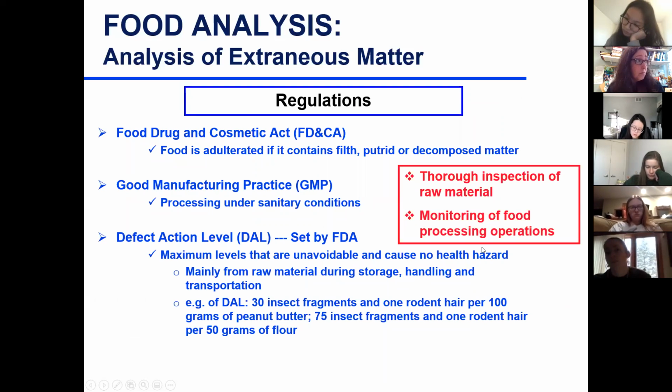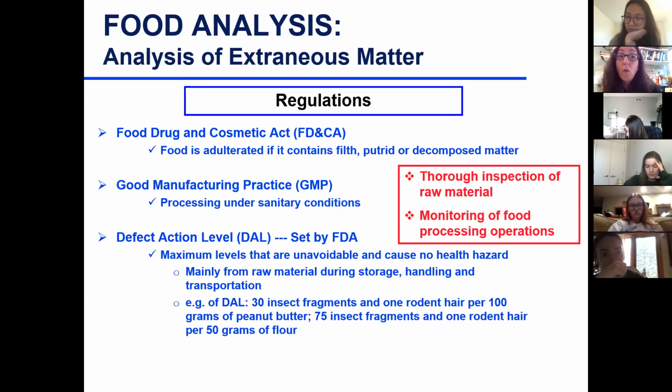So we have a Food, Drug, and Cosmetic Act that states that food is adulterated if it contains filth, putrid, or decomposed matter. Ways to control it are good manufacturing practices, GMP, where we process under sanitary conditions to make sure as much as possible we don't have infestation, we don't have dirt. We follow a thorough inspection of raw material.